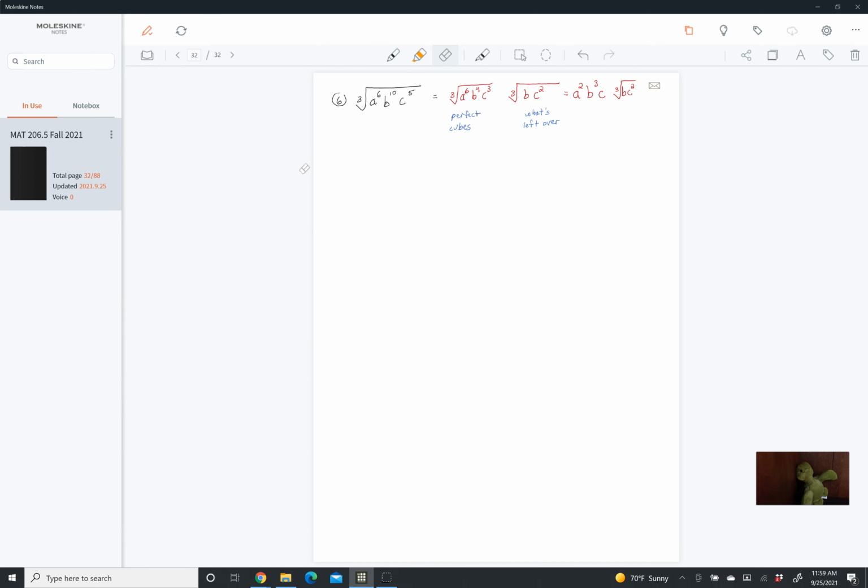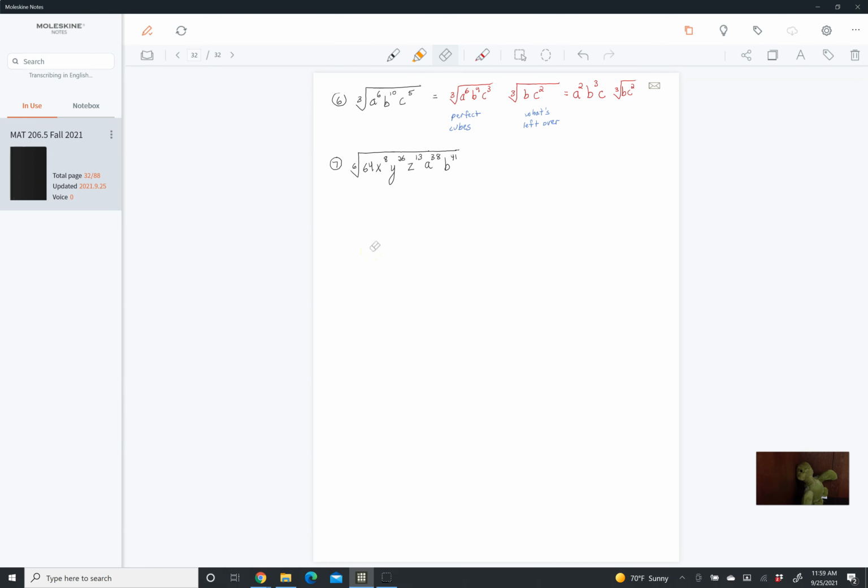Okay, let's take the 6th root of 64, x to the 8th, y to the 26th, z to the 13th, a to the 38th, and b to the 41st. Okay, it looks complex, but it's only 2 steps.